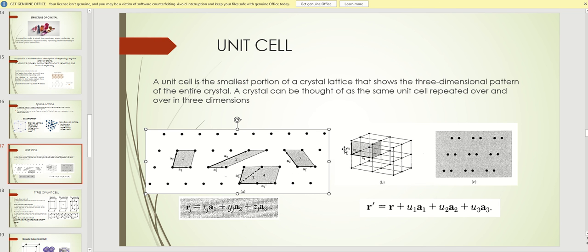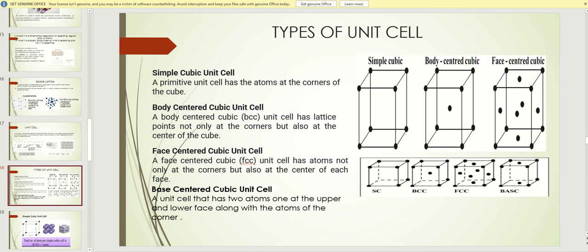As you can see, this square is representing the unit cell, where the whole square covers the crystal structure. There are different types of unit cell. Simple cubic unit cell. A primitive unit cell has an atom at the corner of the cube.